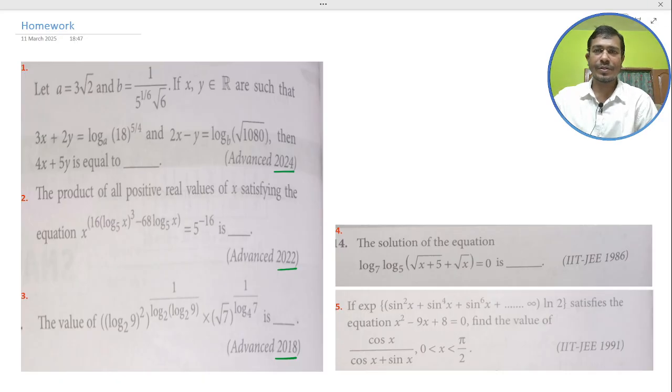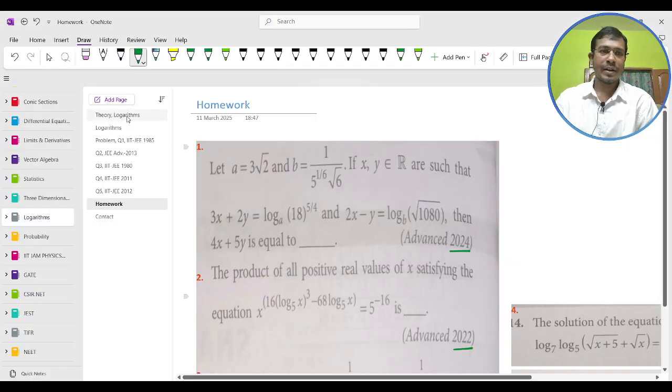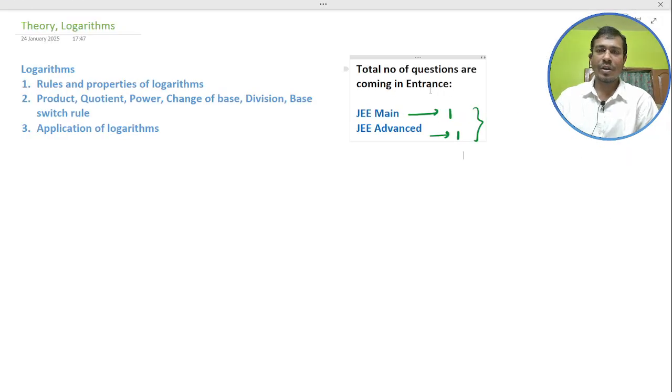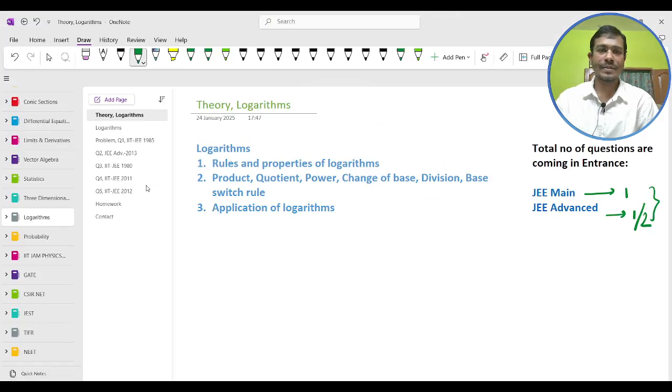I think you just take a screenshot of this homework, and the total number of questions coming in JEE Advanced from this would be 1 or 2. Okay, 1 or 2 in JEE Advanced.